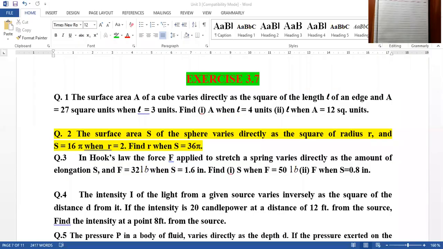You read with me these questions, and then we will solve these questions on the pages.